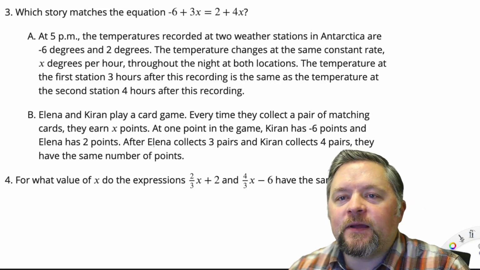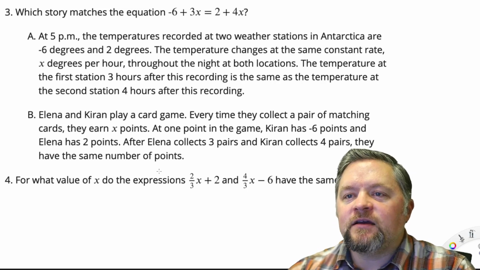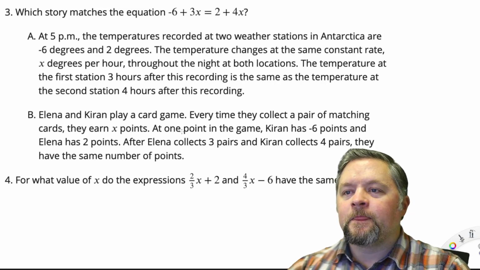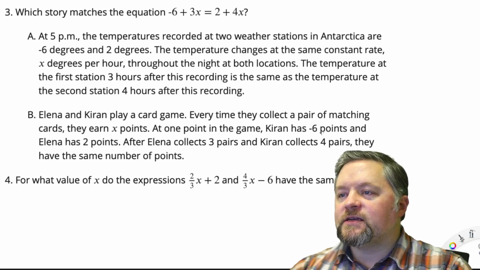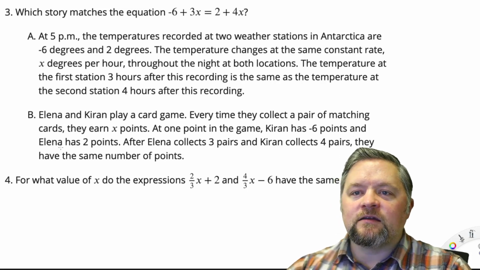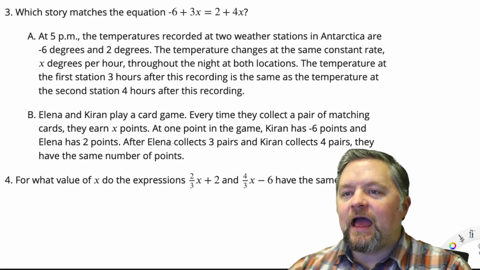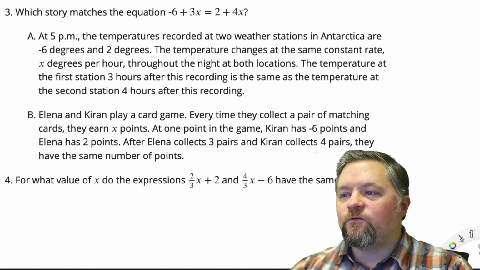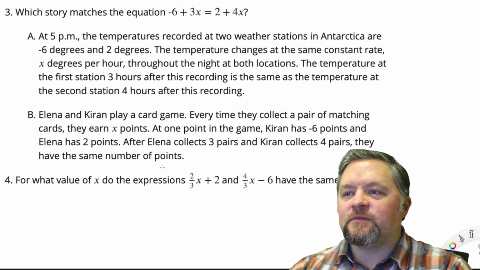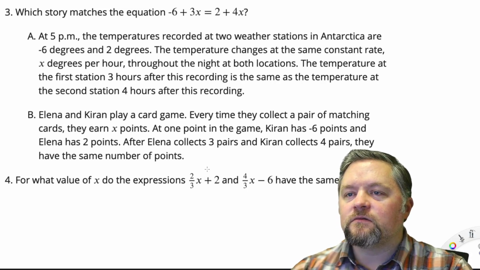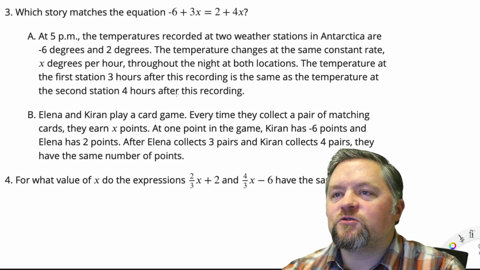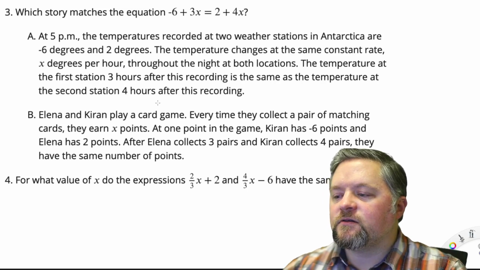Okay. B says, Elena and Kieran play a card game. Every time they collect a pair of matching cards, they earn x points. At one point in the game, Kieran has -6 points, and Elena has 2 points. After Elena collects 3 pairs, and Kieran collects 4 pairs, they have the same number of points. So, which story matches the equation?